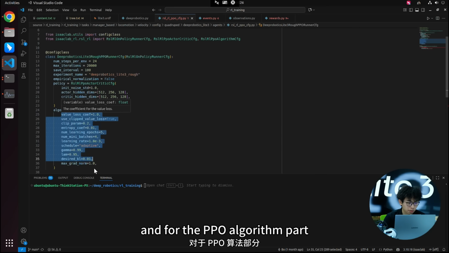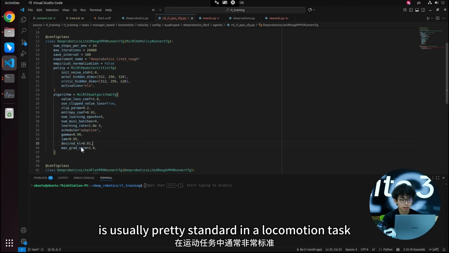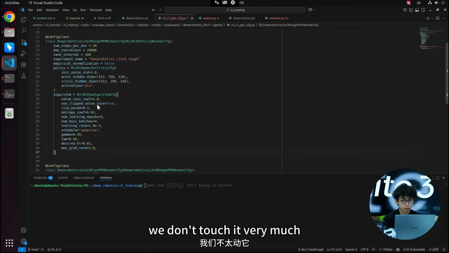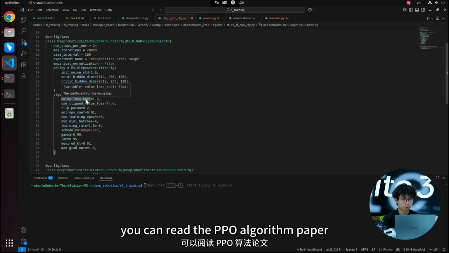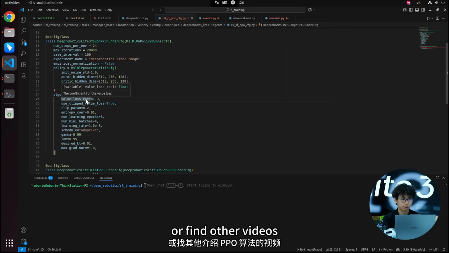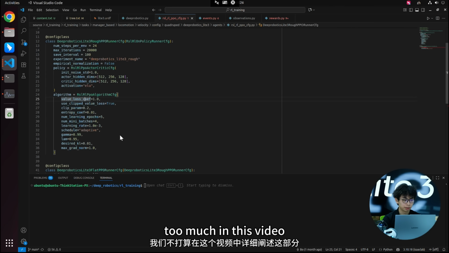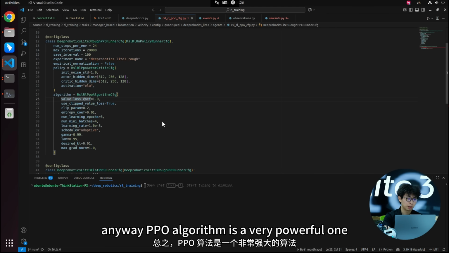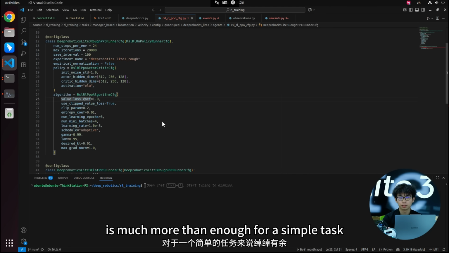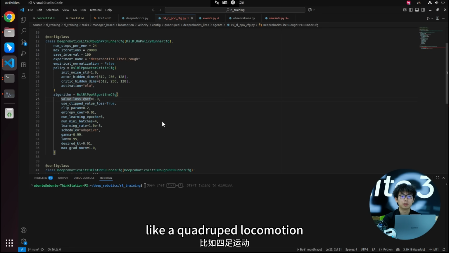And for the PPO algorithm part, this is usually pretty standard in a locomotion task. We don't touch it very much. If you want to see it, you can read the PPO algorithm paper or find other videos introducing the PPO algorithm. We're not going to elaborate on this part too much in this video. Anyway, the PPO algorithm is a very powerful one. It's much more than enough for a simple task like quadruped locomotion.